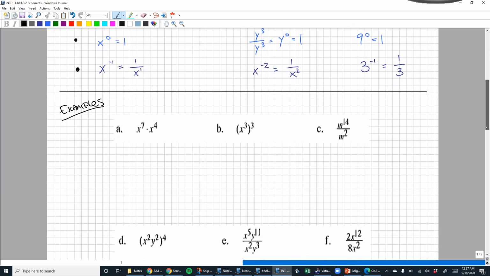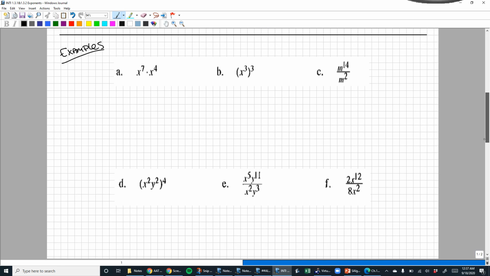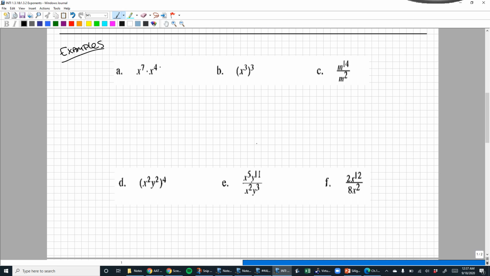Let's run through a couple of examples that highlight those laws of exponents. Our first one right here is adding. So we're going to get x to the power of 7 plus 4, which is x to the power of 11. The next one, let's go to another color, is a power of a power. So that's going to be x to the power of 3 times 3, so x to the power of 9.